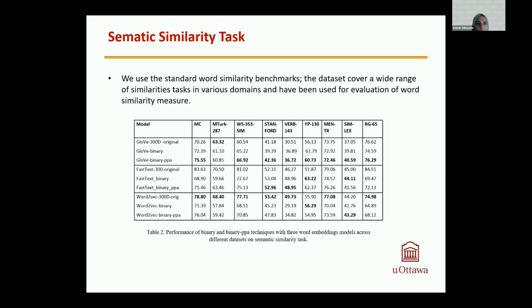Here we have another task, which is the semantic similarity task. We use the standard word similarity benchmark. This dataset covers a wide range of domains, and we use it to evaluate our proposed method. Same thing, we use the three main word embeddings, and we can see in the GloVe model, our proposed method works very well. And we also have some improvement in fastText and word2vec, but not like what we get in the GloVe model.